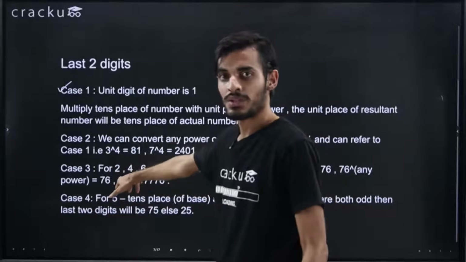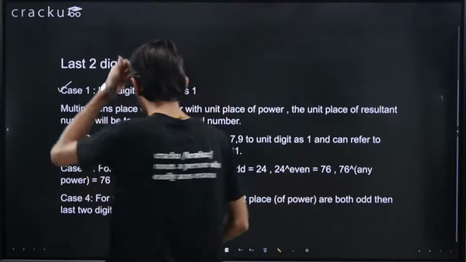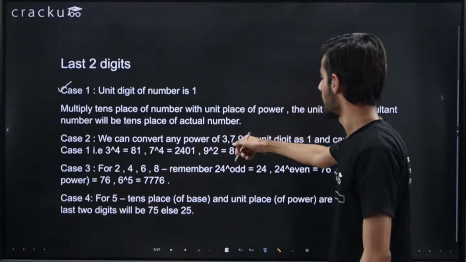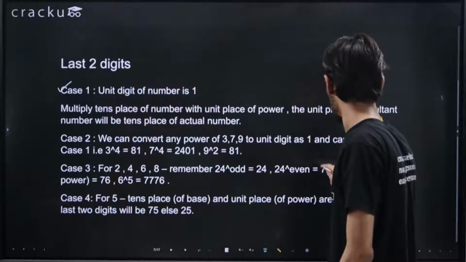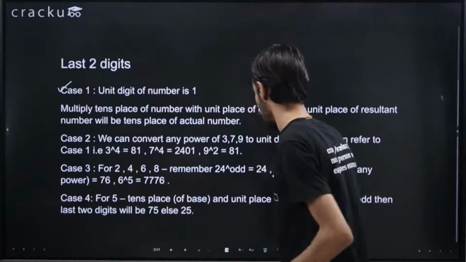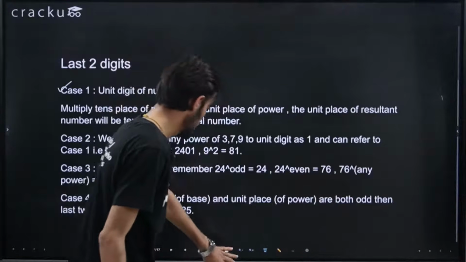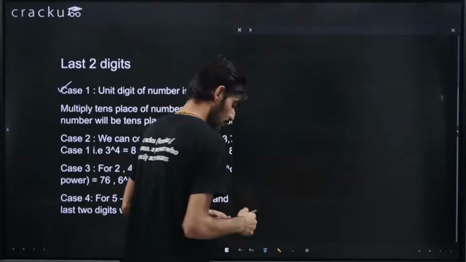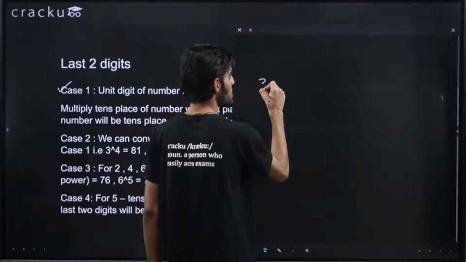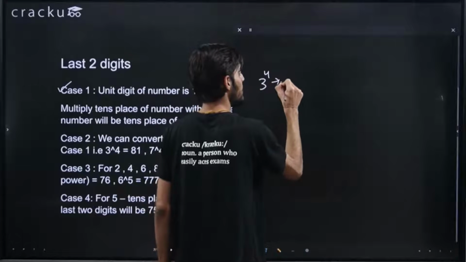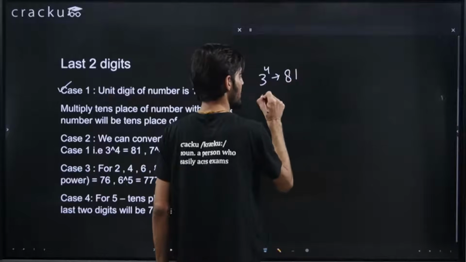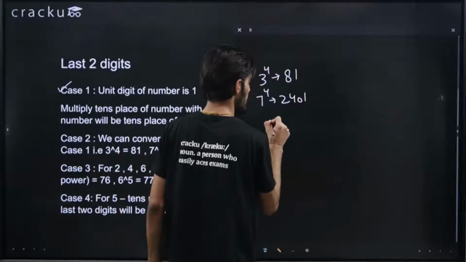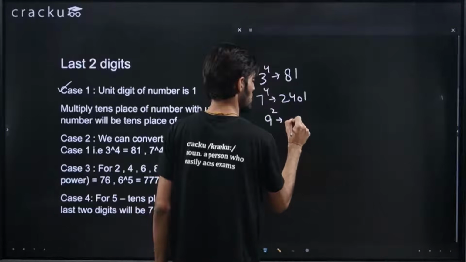I'll just explain case 2 also, and if you have any doubt, I'll take it after case 2. For case 2, we can convert any power of 3, 7 or 9 to unit digit as 1 and refer to case 1. Because we know that 3 raised to the power 4 is 81, 7 raised to the power 4 is 2401, and 9 raised to the power 2 is 81 also.